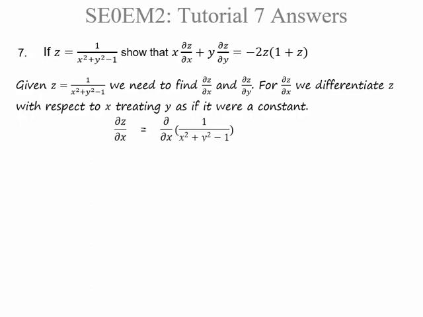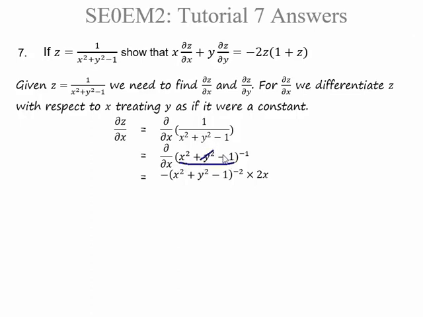So we start with the differential of 1 over x squared plus y squared minus 1. For simplicity, I'm going to put that on the numerator. So I've now got minus 1, a function of x to the power of minus 1. So now I've got a function of x to the power of minus 1. So I'm going to get minus 1 times the function to the power of minus 2, and then I have to multiply by the differential of this bracket.